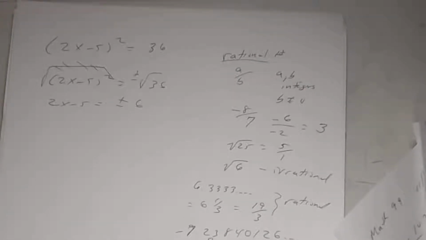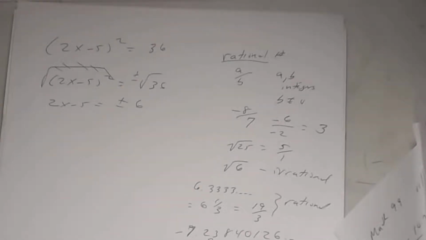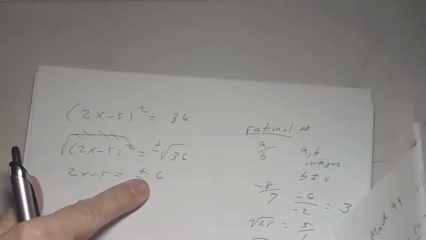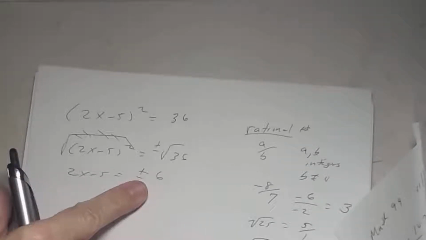If you have this, negative 7.2864, is that rational or irrational? Rational. It's rational because it terminates. Any decimal that terminates can always be written as a fraction where you have an integer over an integer. So this is rational because it terminates. All right, now let's go back to this. Is 6 a rational or irrational number? Rational.